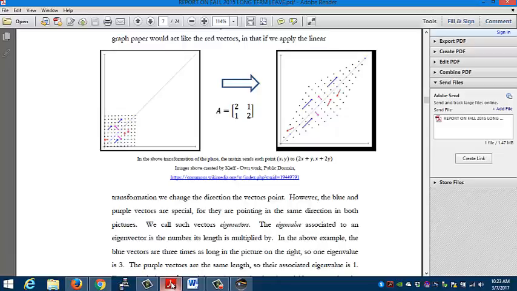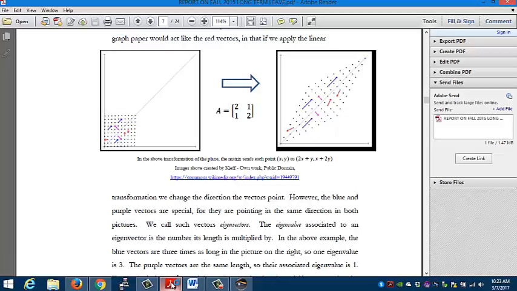The red vectors are not eigenvectors, right? Because why? They change direction. What about the blue vectors? Are the blue vectors eigenvectors? Yes, they are, right? What would be the identity of the blue vector? What do you think the blue vector is in this example? I think it's 1, 1, right?